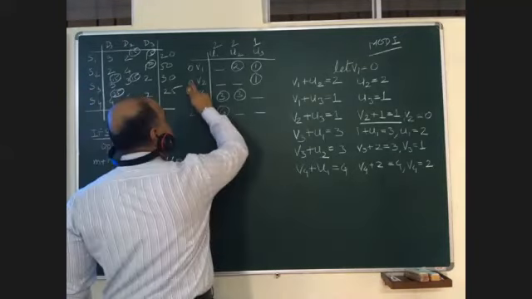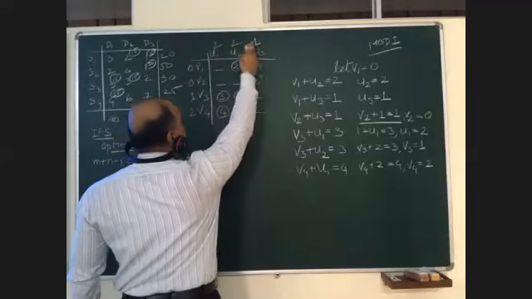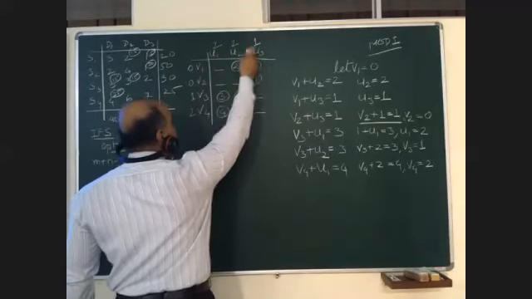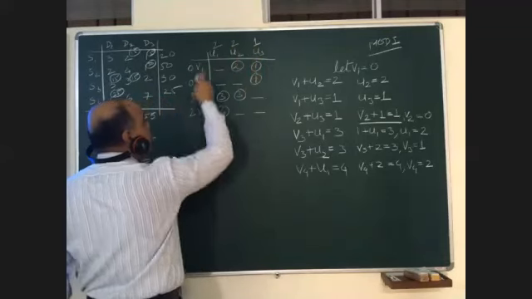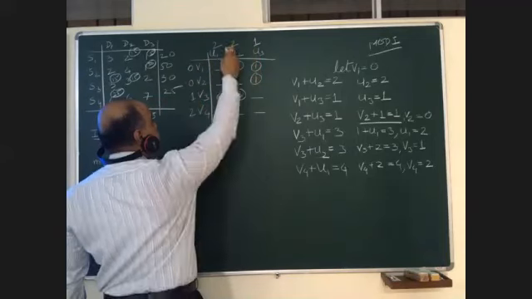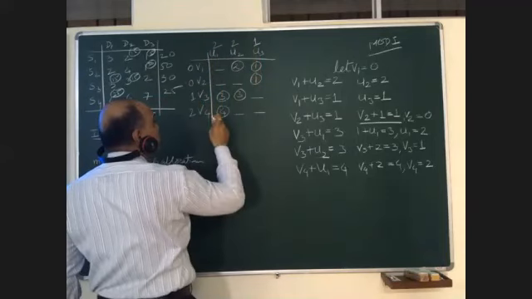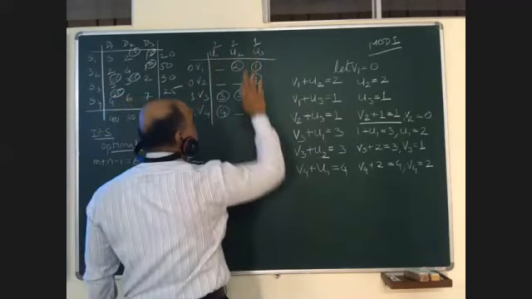Now, whether these values are correct or not, in short, we will check. 0 plus 2 is 2. 0 plus 1 is 1. 0 plus 1 is 1. 1 plus 2, 3. 1 plus 2, 3. 2 plus 2, 4. So these values are correct.